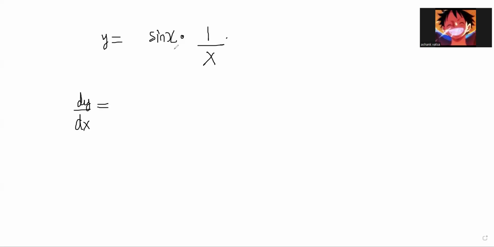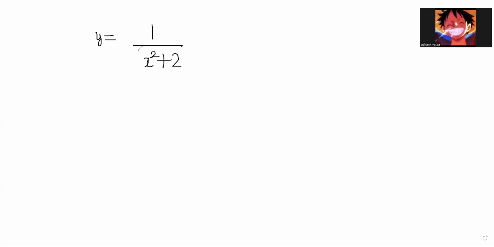प्रोडक्ट रूल से कर सकते हैं ना? Actually, before this, I want to do another one. 1 second. Y is equal to 1 by x square plus 2. इसको डिफरेंशिएट करके बताओ.